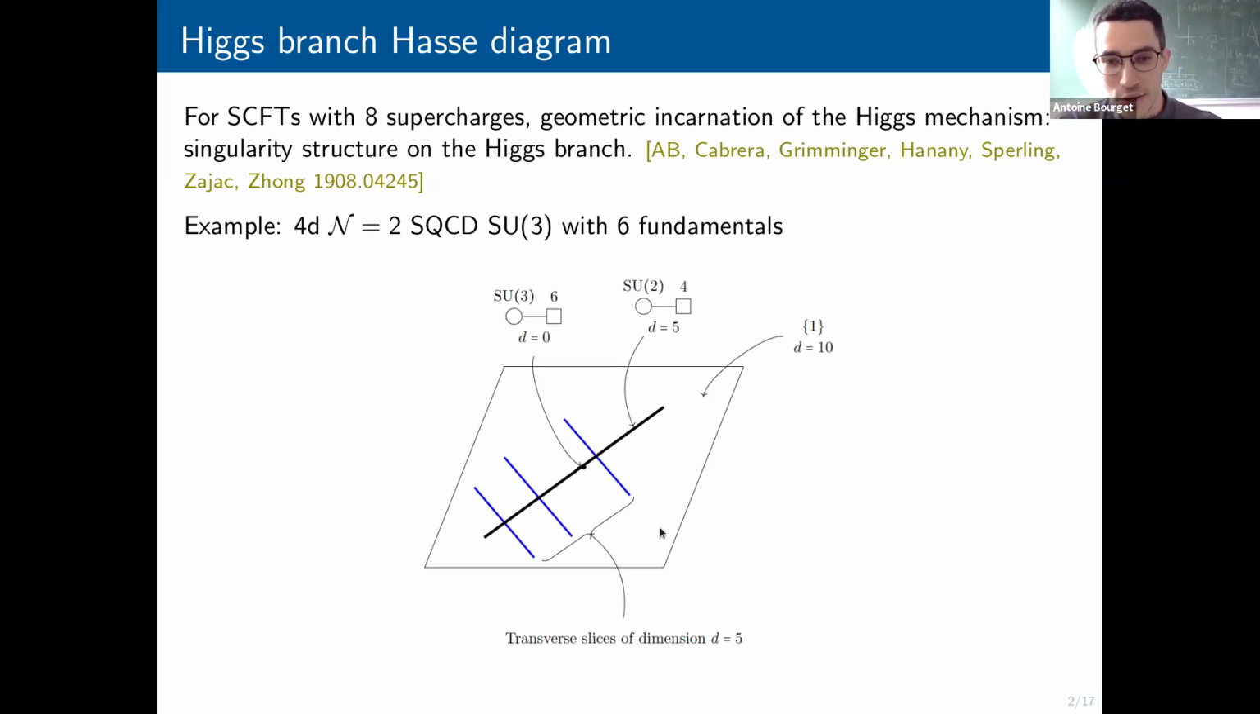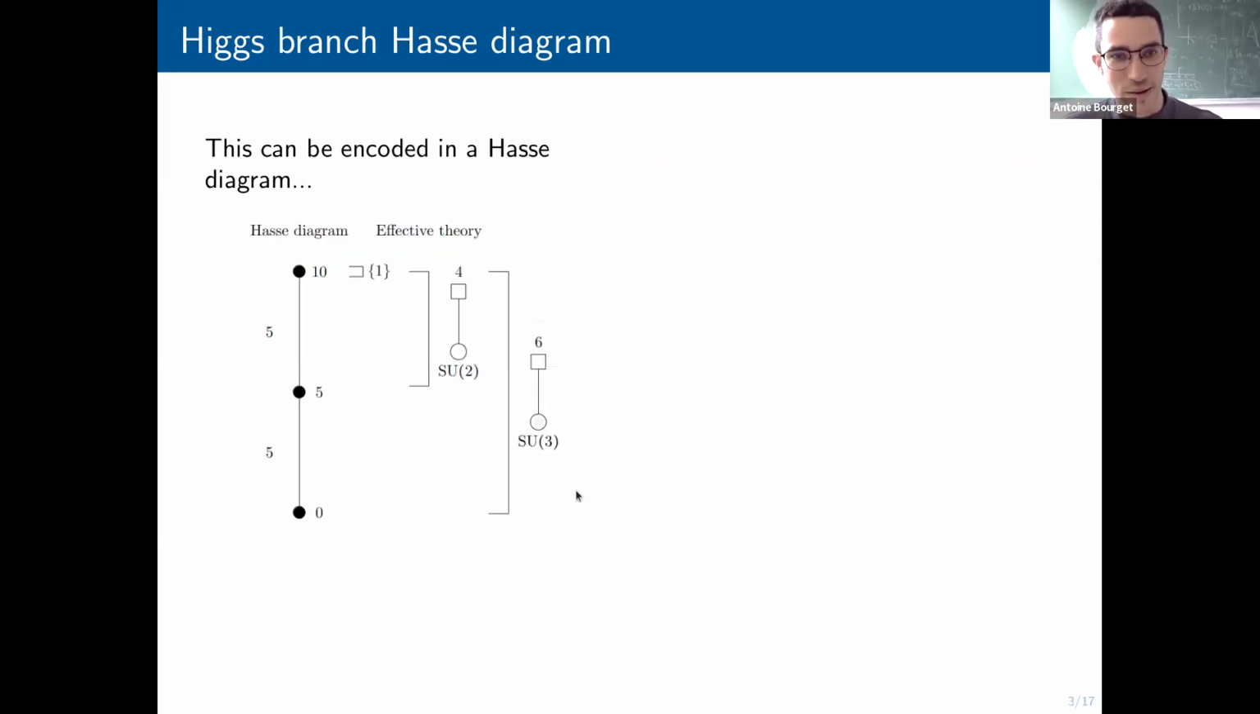Okay, so these pictures are not very easy to draw. So instead, we draw Hasse diagrams. So this Hasse diagram is the way that we encode the previous picture. Each dot here represents a locus on the Higgs branch. Here you have a 0-dimensional locus, 5-dimensional, and 10-dimensional. And when you move from the smallest dimensional point to the top, you Higgs the theory more and more.